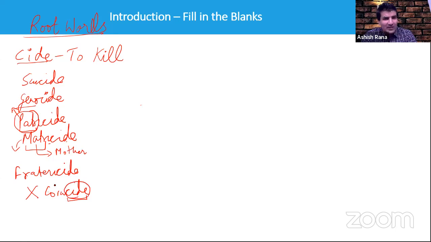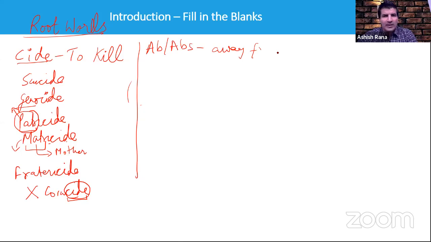Now, why we are teaching you is that this helps us to remember a lot of words together. Some people are saying other roots also. Now, for example, let me write a few more words. Let's say there is a root called ABS, which means away from. Can you guys tell me what are the words that have come from this root?